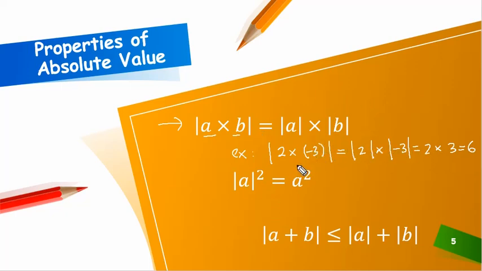So it's just like when you multiply 2 times minus 3, which is minus 6, right? Then the absolute value of minus 6 is also 6.